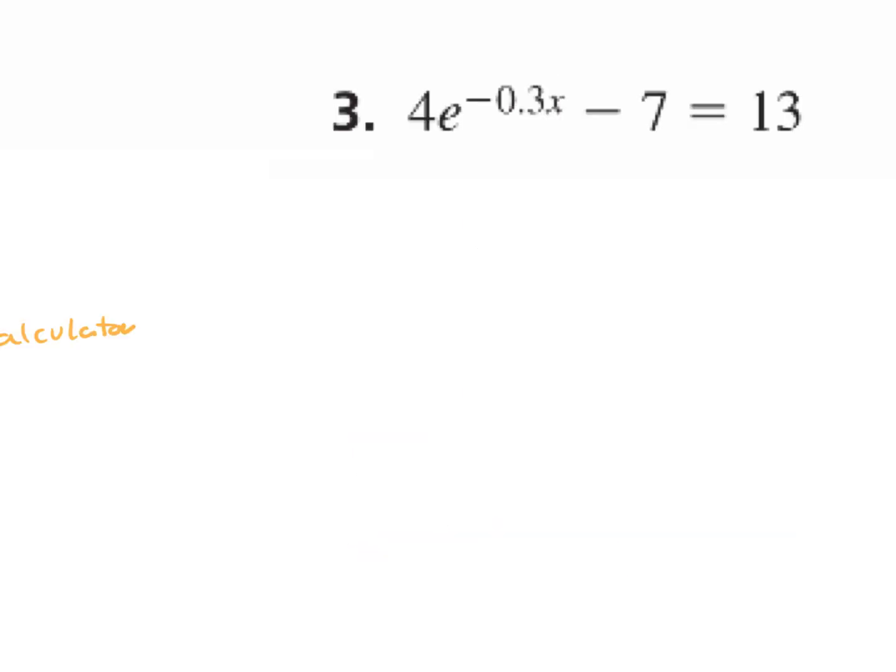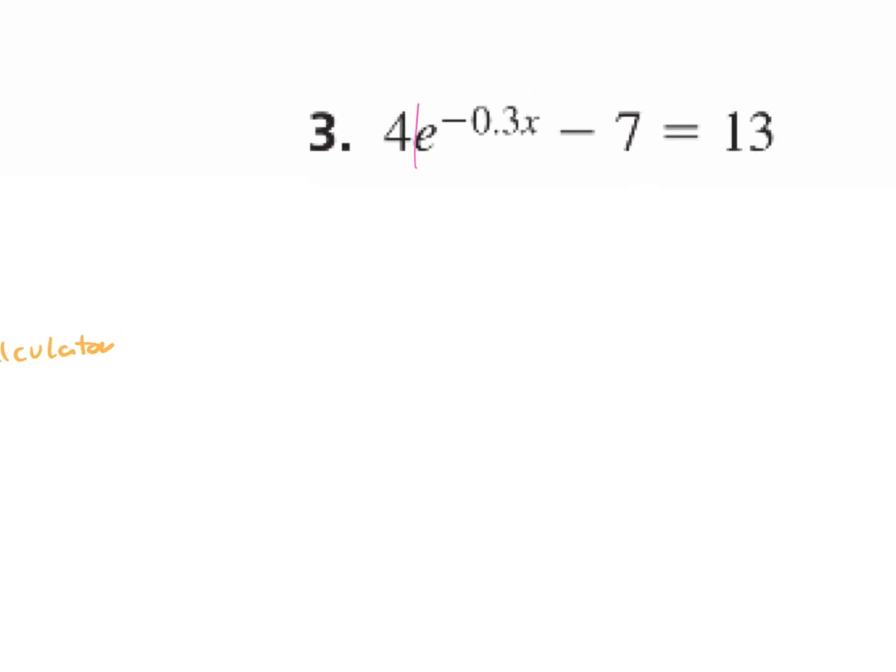All right, this one's a little bit different. What do you think I have to do first here? Add 7. We want to get the number with the exponent all by itself. So I'm going to add 7 on both sides. So 4e to the power of negative 0.3x is equal to 20.